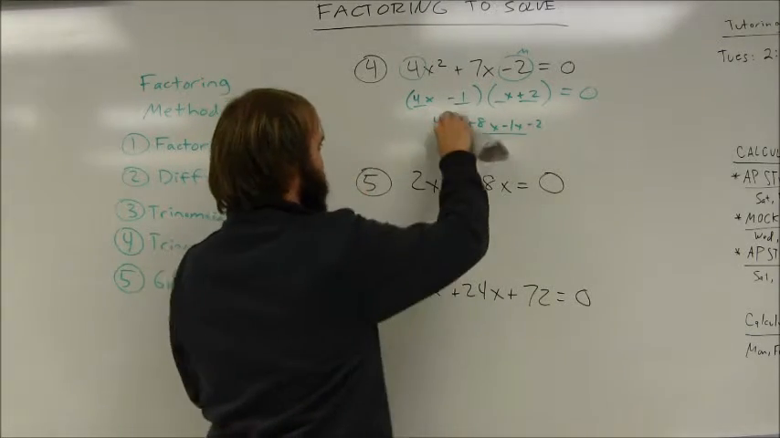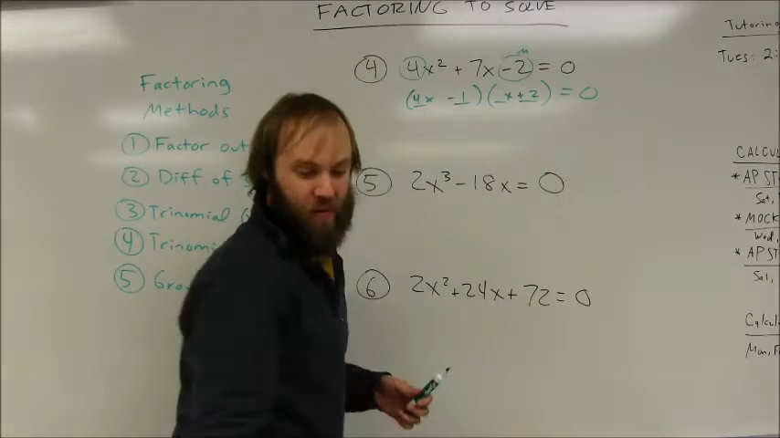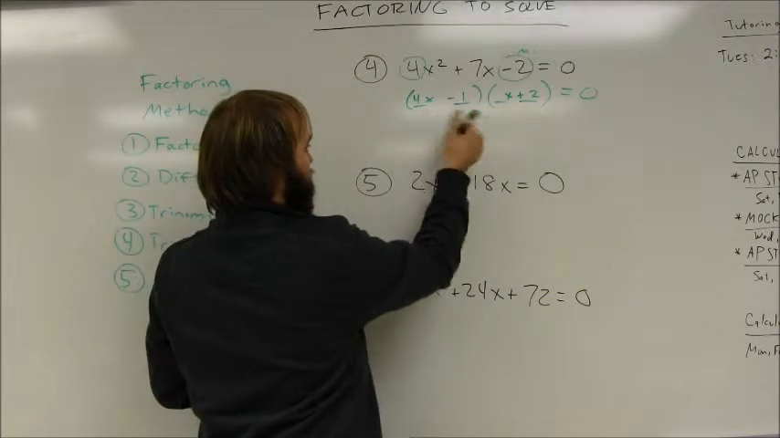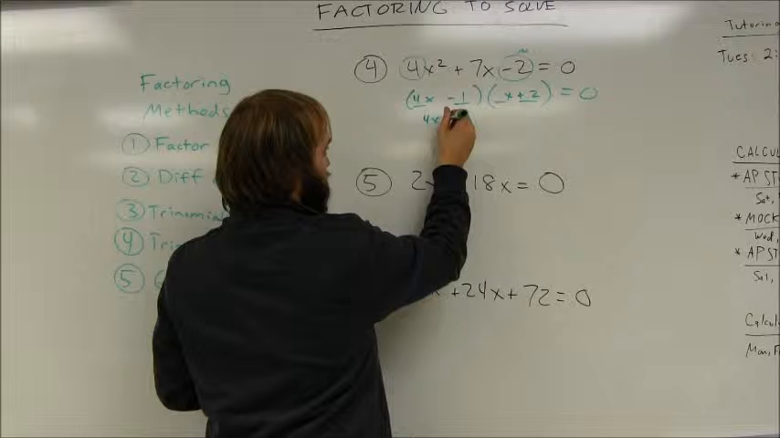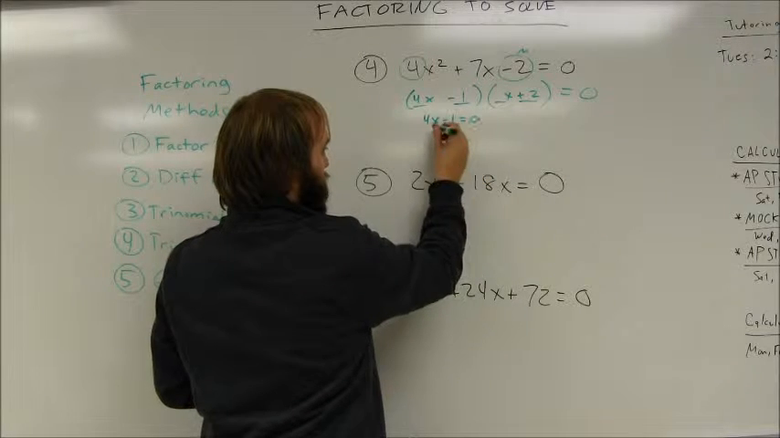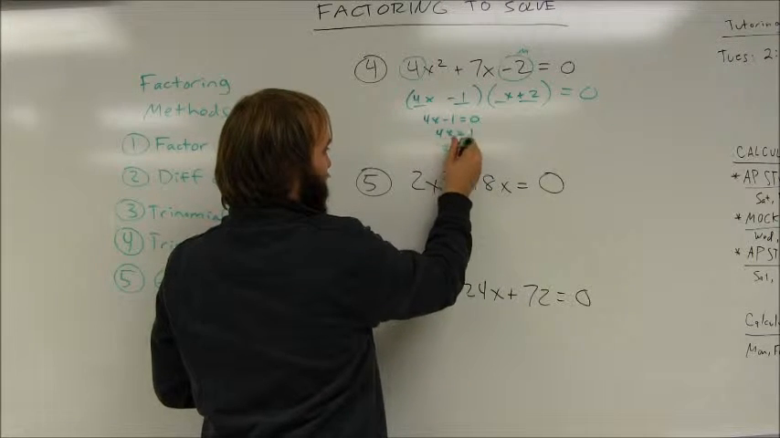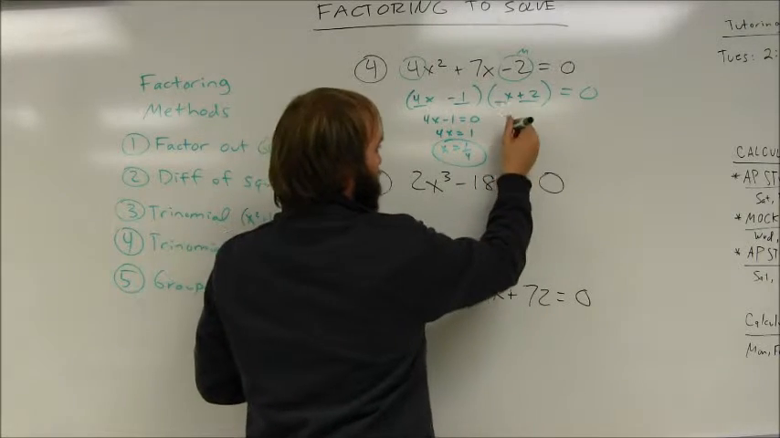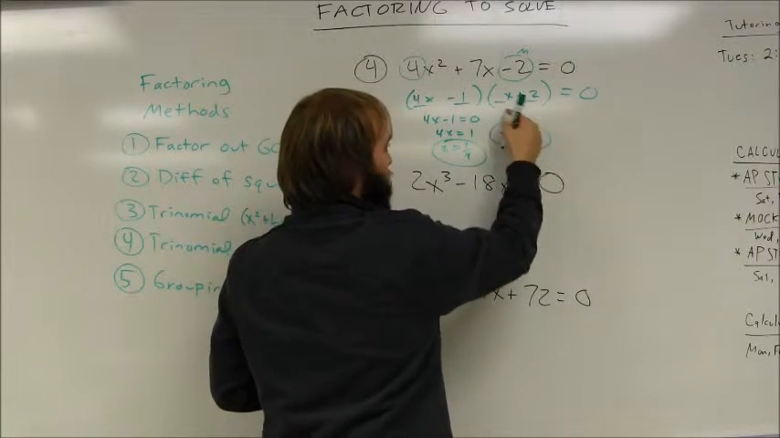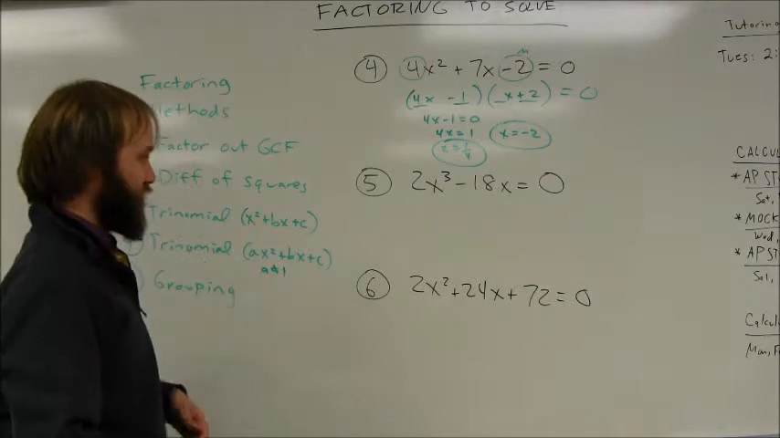Okay, technically I do need to solve this. By the way, these are a little bit more complicated to solve. You want either one of these to be equal to 0. So if I add 1 to both sides, I get 4x is equal to 1. x is going to be 1/4. Over here, of course, x equals -2 would end up making that equal to 0. So those are my two solutions.